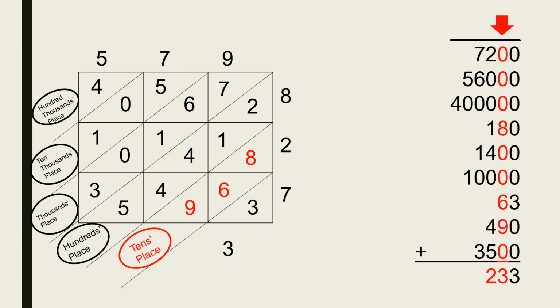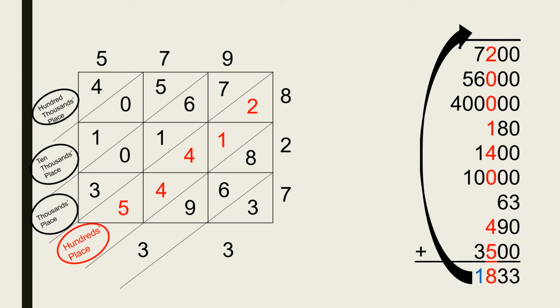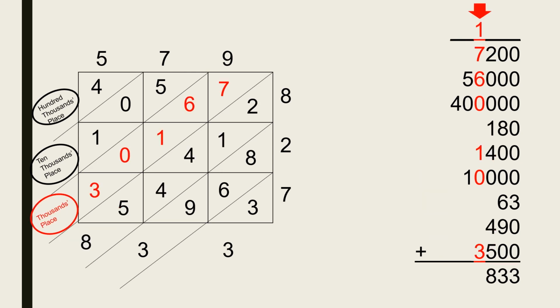We keep the 3 in the tens place and carry the 2 over to the hundreds place. Now for the hundreds place, we add 2 plus 2, which is 4, plus 1 is 5, plus 4 is 9, plus 4 is 13, plus 5 is 18. So we'll keep the 8 in the hundreds place and carry the 1 over to the thousands place. Now for the thousands place, 1 plus 7 is 8, plus 6 is 14, plus 1 is 15, plus 3 is 18.